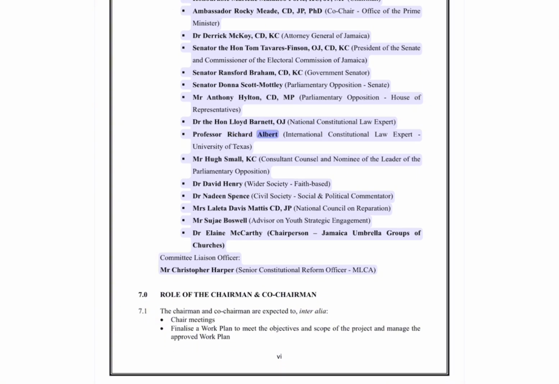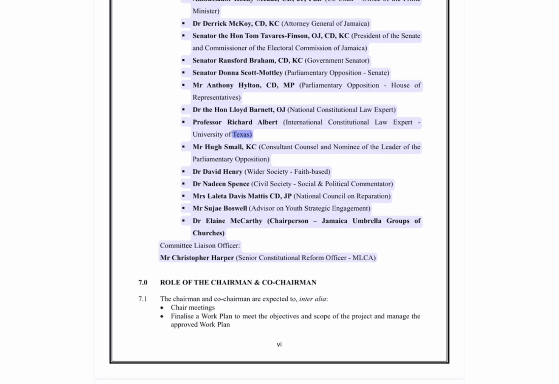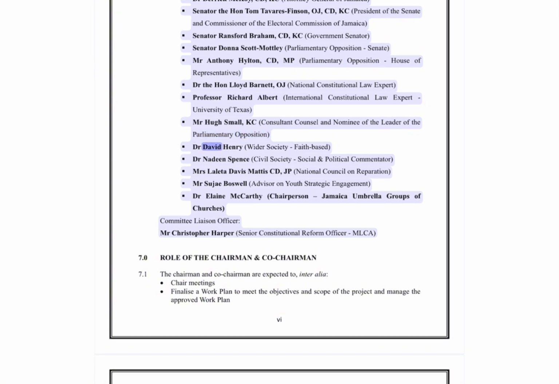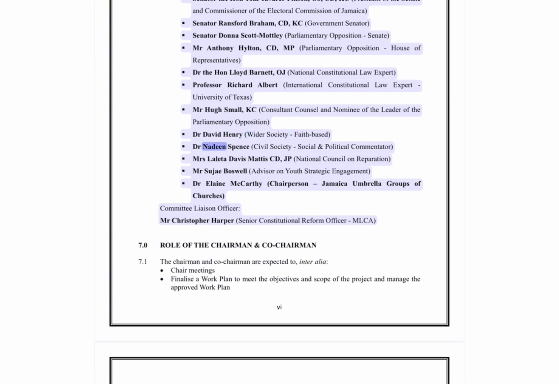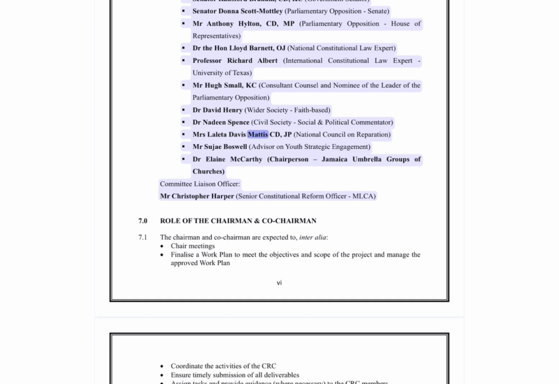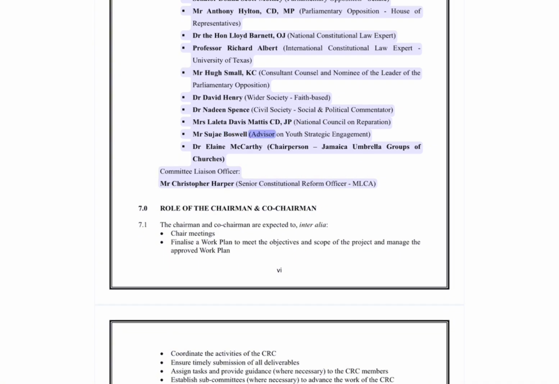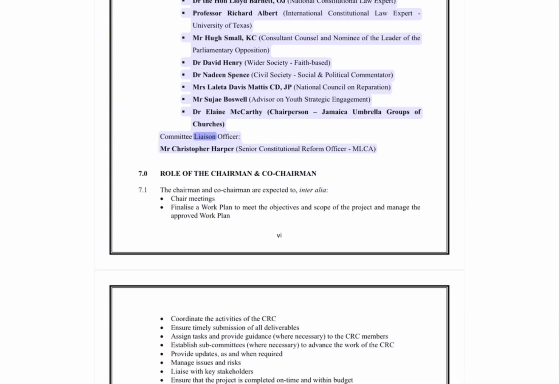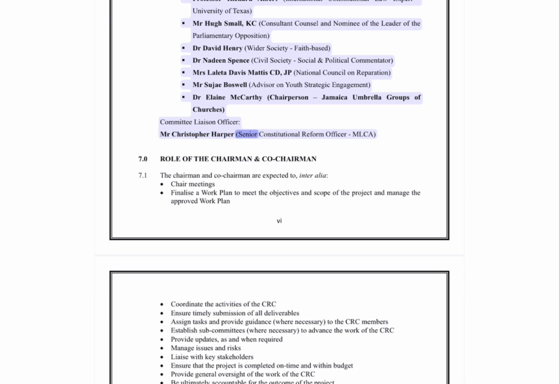Professor Richard Albert, International Constitutional Law Expert, University of Texas. Mr. Hugh Small, KC, Consultant Counsel and nominee of the Leader of the Parliamentary Opposition. Dr. David Henry, Wider Society, Faith-Based. Dr. Nadine Spence, Civil Society, Social and Political Commentator. Mrs. Loletta Davis-Mattis, CD, JP, National Council on Reparation. Mr. Sujay Boswell, Advisor on Youth Strategic Engagement. Dr. Elaine McCarthy, Chairperson, Jamaica Umbrella Groups of Churches, Committee Liaison Officer. Mr. Christopher Harper, Senior Constitutional Reform Officer, MLCA.